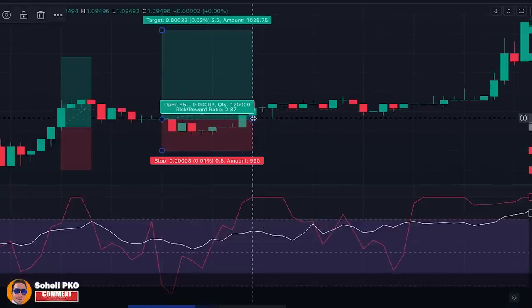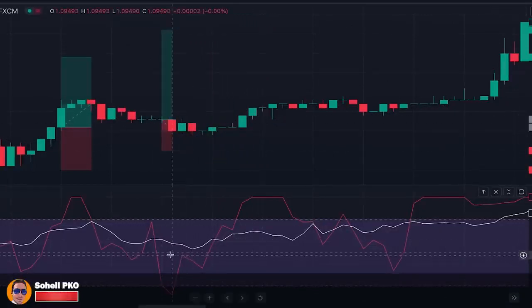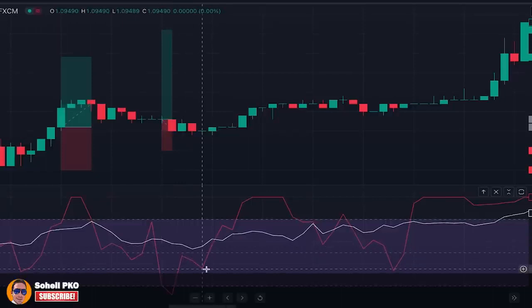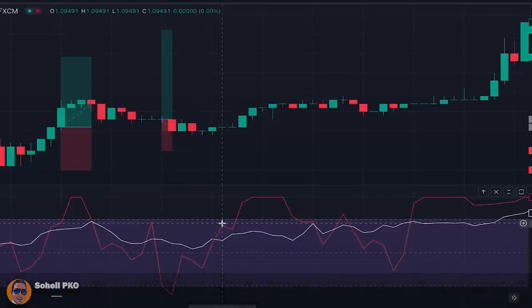After this trade, another buying signal we had here, where the red MFI again went below the center line, and then it turns back and crosses above the white line at this point.